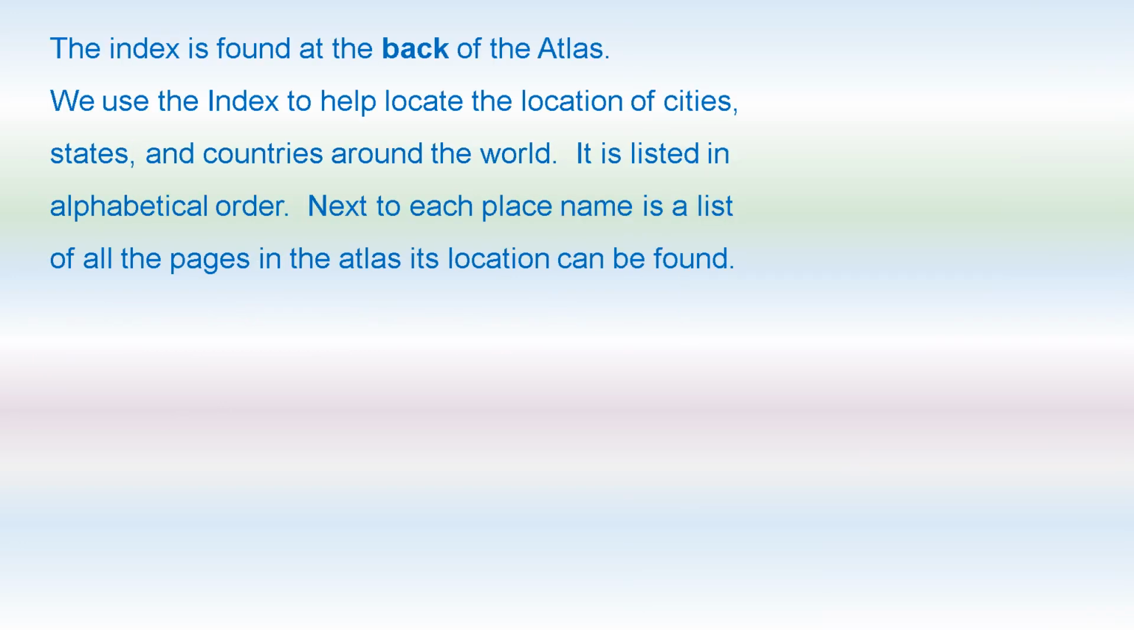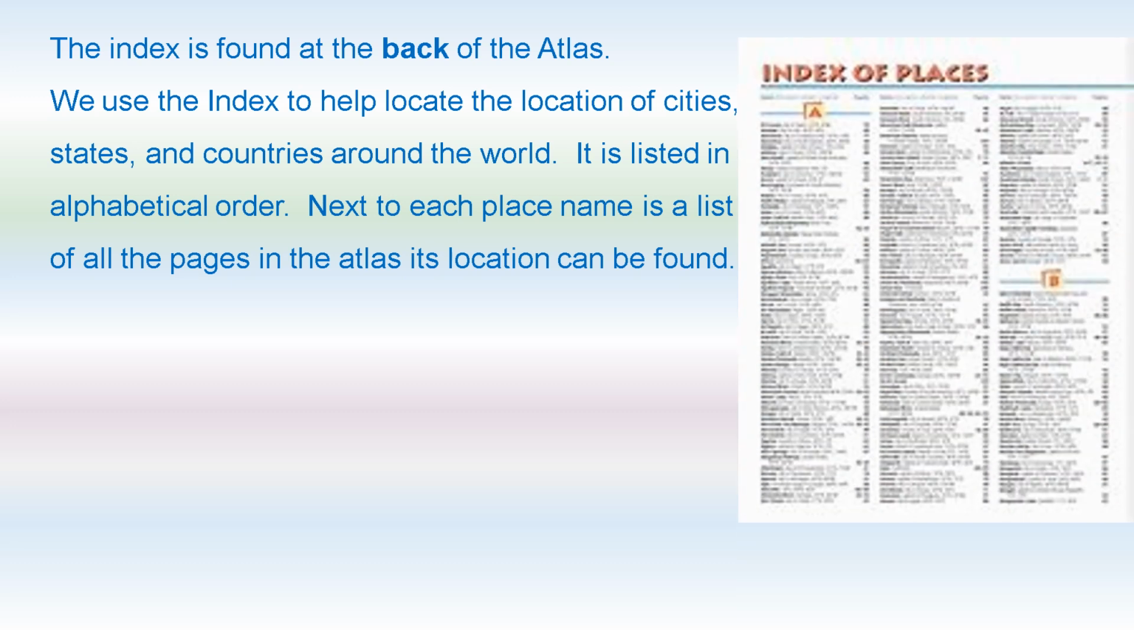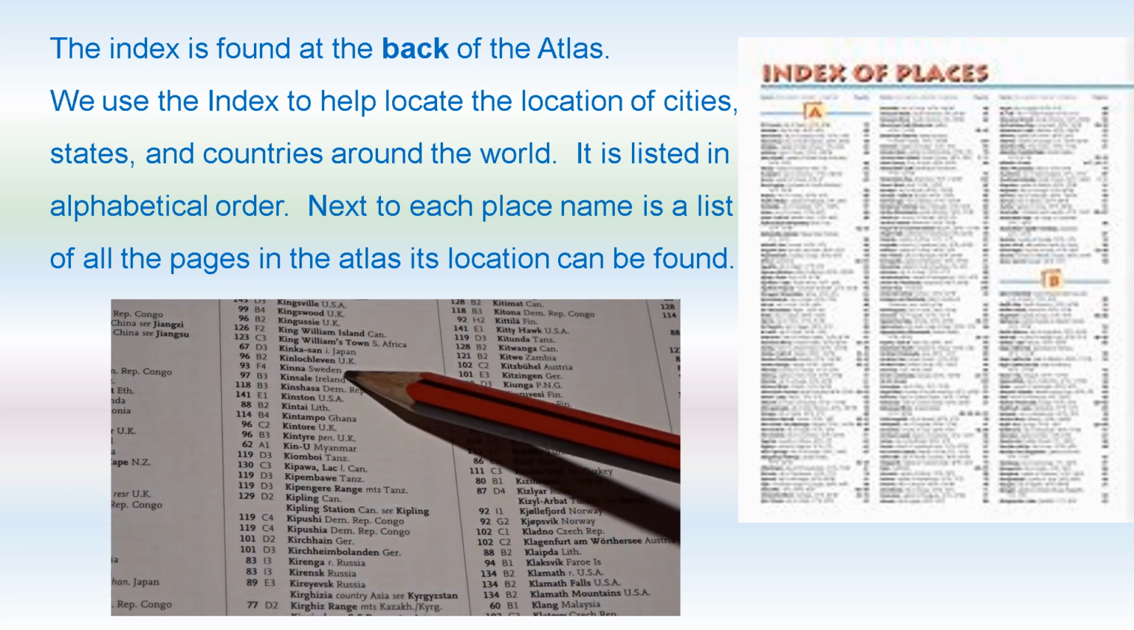Now, at the back of the atlas, you get the index. The index basically looks like this. Now, it helps you to locate cities, states, and countries and continents. It's in alphabetical order, and next to each place name, basically list all the pages that you will find its location in. And this is a clearer picture for you to see. You see the place names, and next to it is the page numbers you will find it.